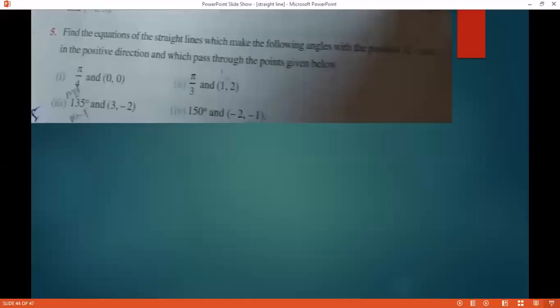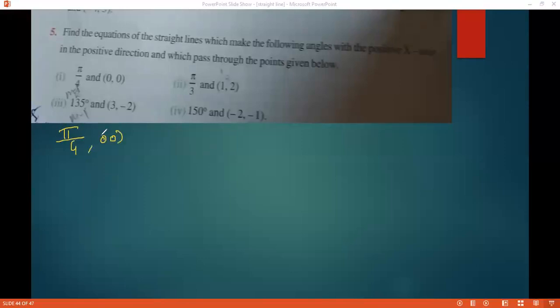That is the fifth question. Come on, look at the fifth question. Find the equations of straight lines which make the following angles with the positive x-axis in the positive direction and which pass through the points given below. Here 2 points are given. So it is passing through those 2 points, right? What are those 2 points? Pi by 4, comma 0, 0.